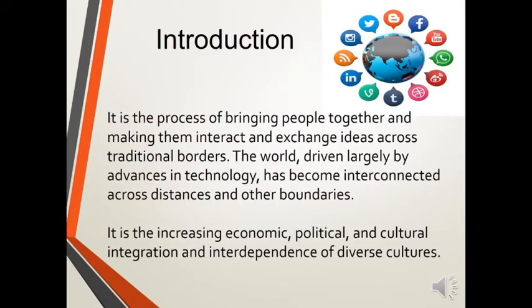Now let us define globalization. So, globalization is the process of bringing people together and making them interact and exchange ideas across traditional borders. The world, driven largely by advances in technology, has become interconnected across distances and other boundaries. It is also the increasing economic, political, and cultural integration and interdependence of diverse cultures.